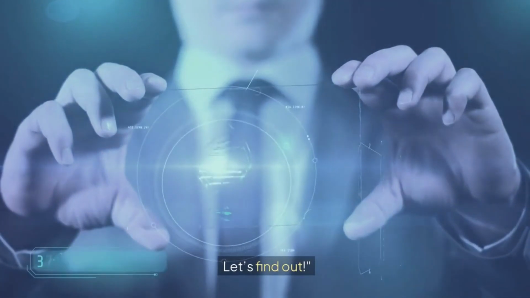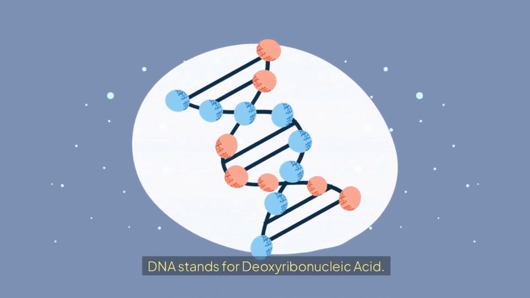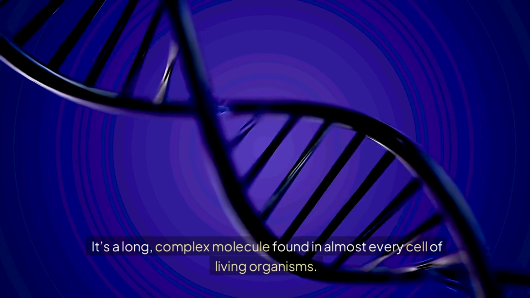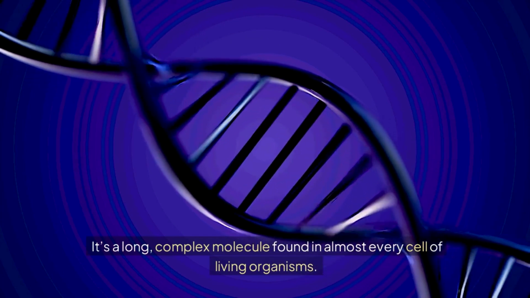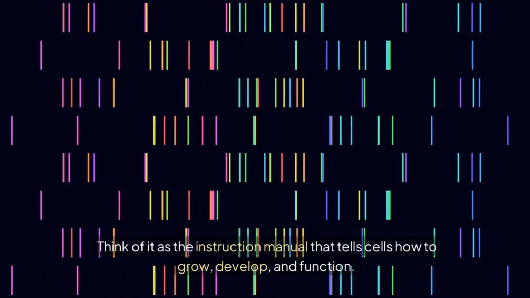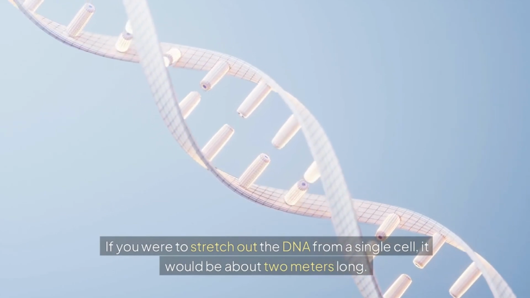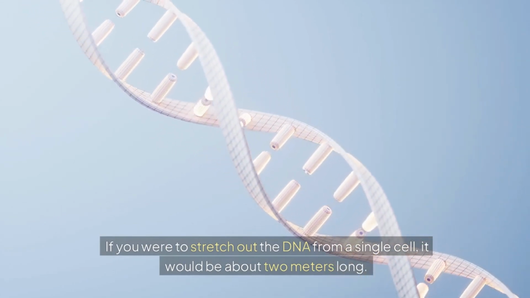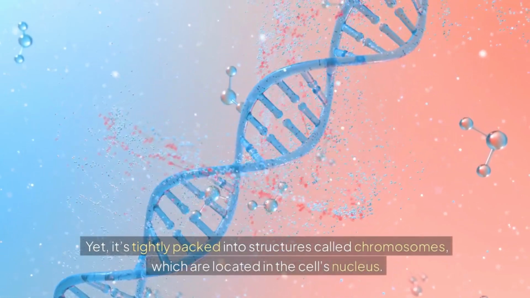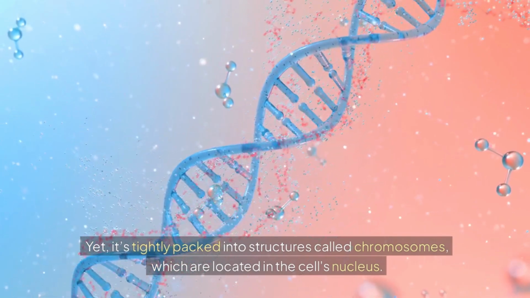So, what exactly is DNA, and how does it work? Let's find out. DNA stands for deoxyribonucleic acid. It's a long, complex molecule found in almost every cell of living organisms. Think of it as the instruction manual that tells cells how to grow, develop, and function. If you were to stretch out the DNA from a single cell, it would be about 2 meters long. Yet, it's tightly packed into structures called chromosomes, which are located in the cell's nucleus.